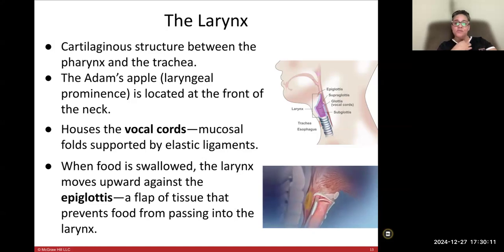So we have two tubes. We talked about it when we talked about the digestive system last chapter. We have the esophagus and the trachea running parallel side by side. We don't want to get food in the trachea, so that flap comes to cover it, the epiglottis.